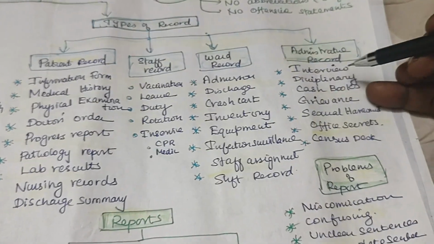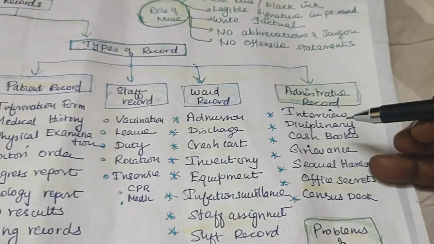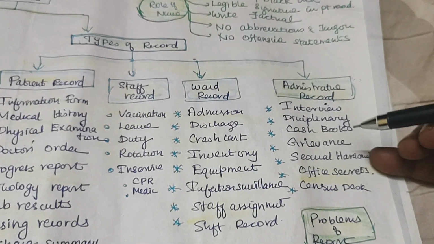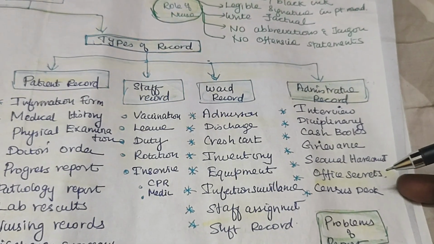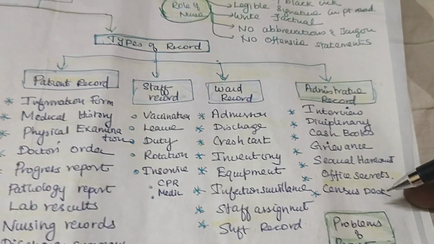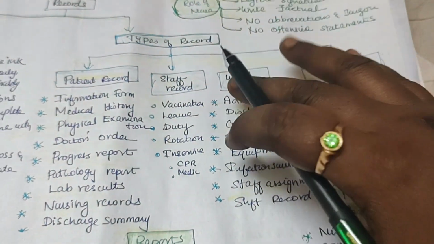All will be there. Then there is the administrative record, like interviews, how many people were interviewed, disciplinary action taken, case books, grievance, sexual harassment, office secrets, census desk. These are the records mainly maintained in hospitals.